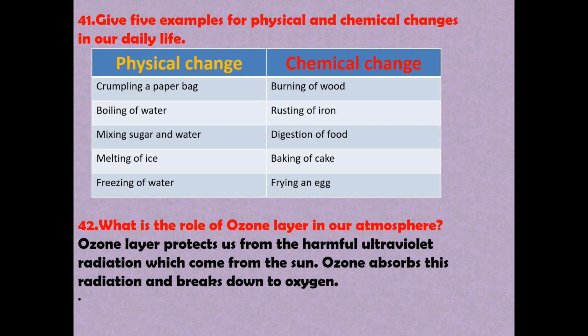Next question. What is the role of ozone layer in our atmosphere? Ozone layer protects us from the harmful ultraviolet radiation which come from the sun. Not only that, it absorbs this radiation and it breaks down to oxygen.